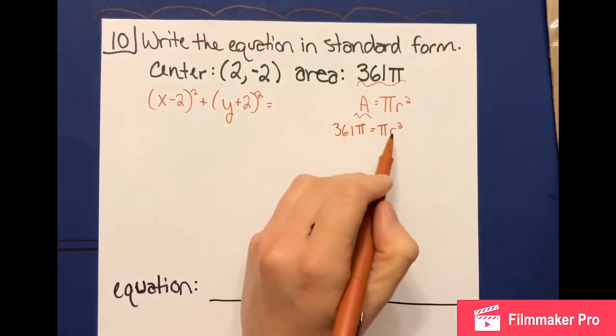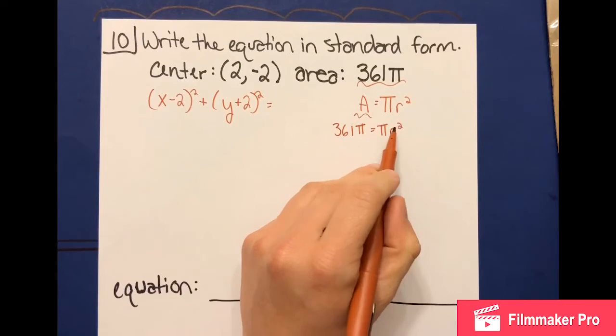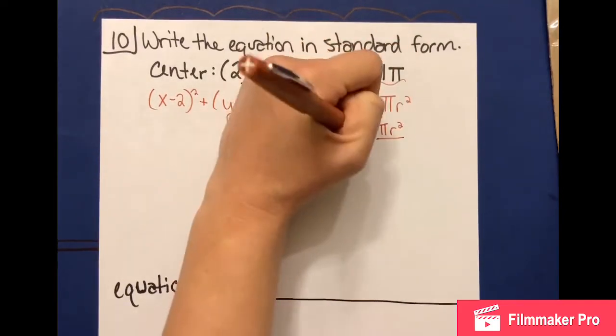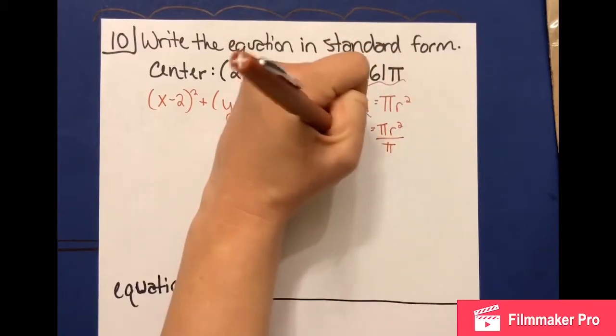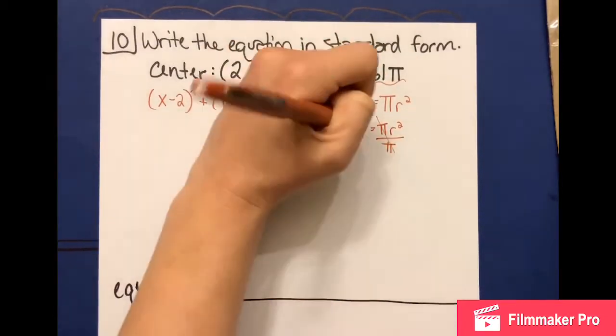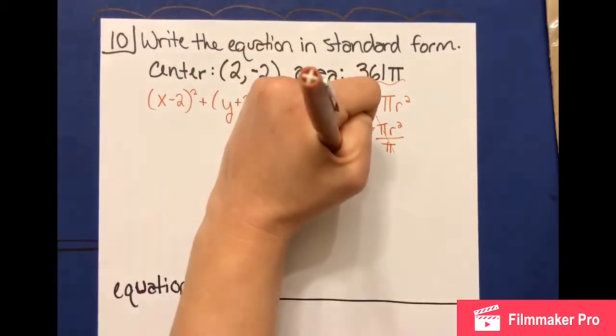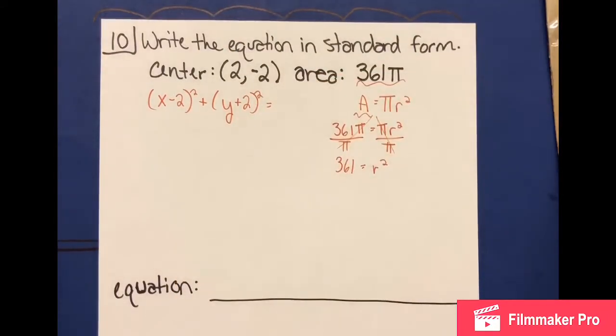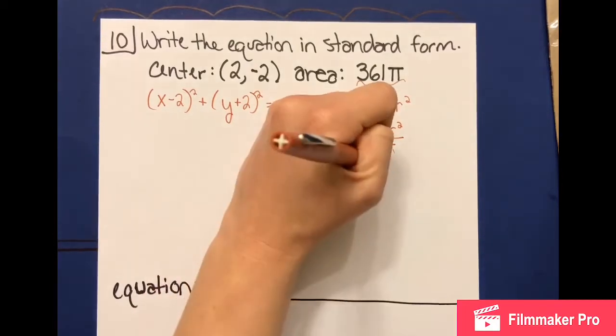So we're going to get r by itself. You cannot square root yet. You want to divide by pi. So let's get pi away first. Divide by pi, divide by pi. Pretty nice, both of them cancel out. I have 361 equals r squared. And then all I'm going to do from this point is square root.